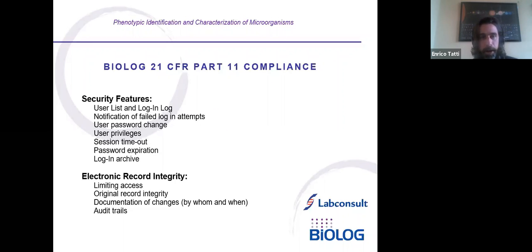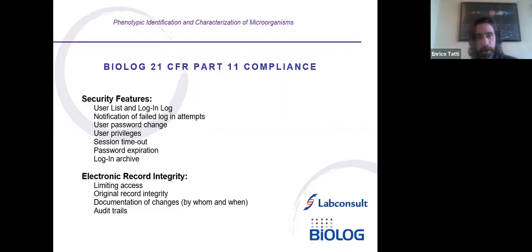But also, as I mentioned before, and I think this is very important for all the regulated customers that we may have in the Benelux, our software and system are all 21 CFR Part 11 compliant. That's because the software has all the required security features. You may be familiar with this: the password expiration, the user privileges, the notification of failed and attempted logins, login archive, and also all the electronic record integrity, like limiting access, documentation of changes, origin record integrity, and all that can be used for the audit trail.